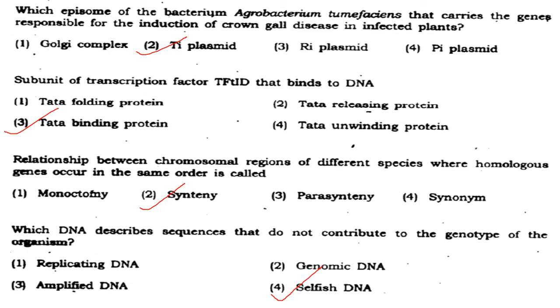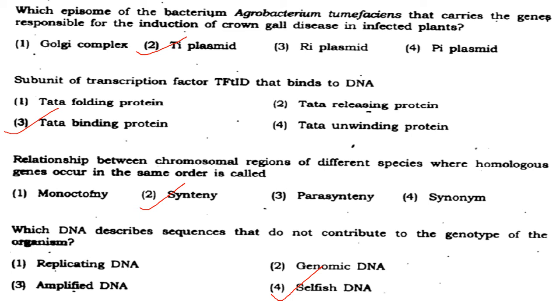Next one. Which episome of the bacterium Agrobacterium tumefaciens carries the genes responsible for the induction of crown gall disease in infected plants? Option 1, Golgi complex, 2, TI plasmid, 3, RI plasmid, 4, PI plasmid. Answer is option 2, TI plasmid.